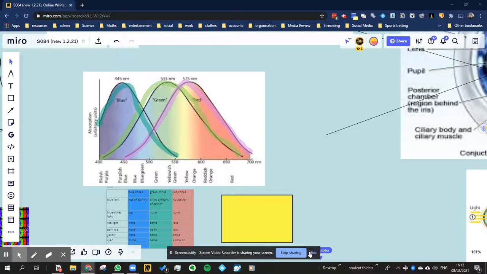Right. So these are three graphs over the top of one another. The y-axis says absorption, so it's how well something is absorbing that particular light. The x-axis is the wavelength of that light. It's only going to be between 400 and 700 nanometers, which is a very small chunk of the different types of electromagnetic waves out there.